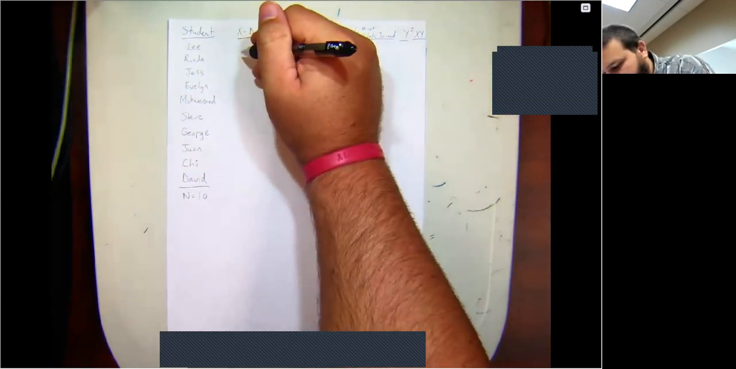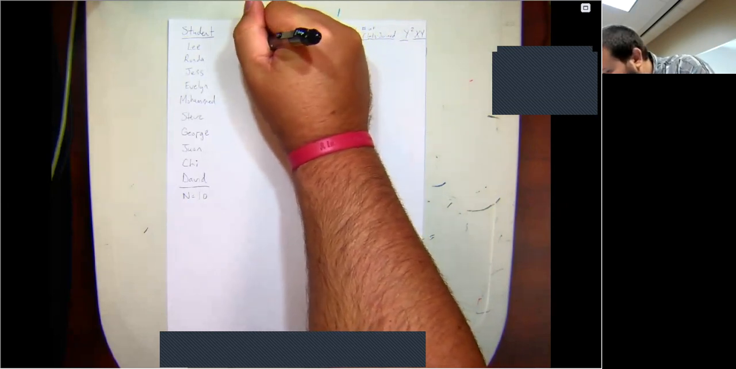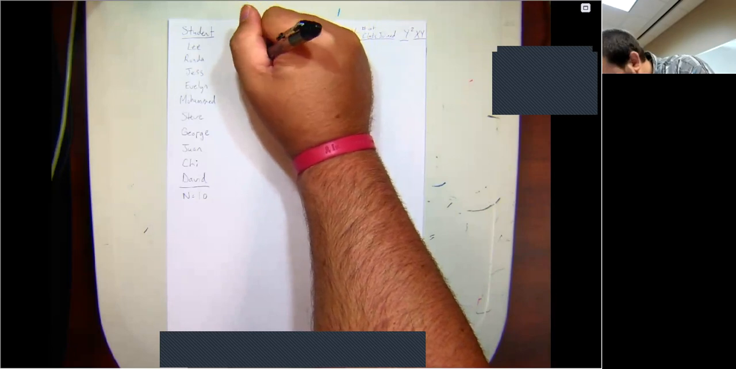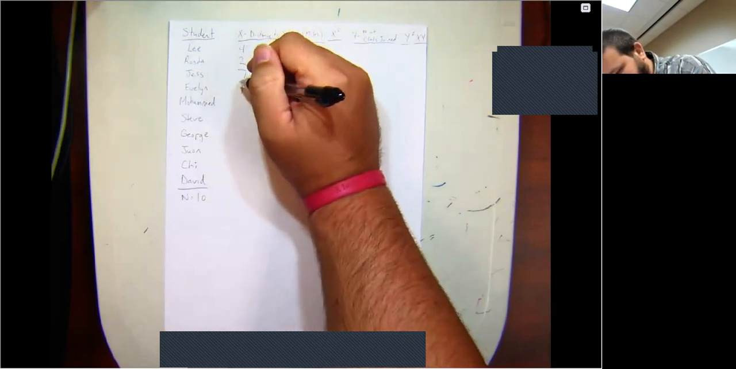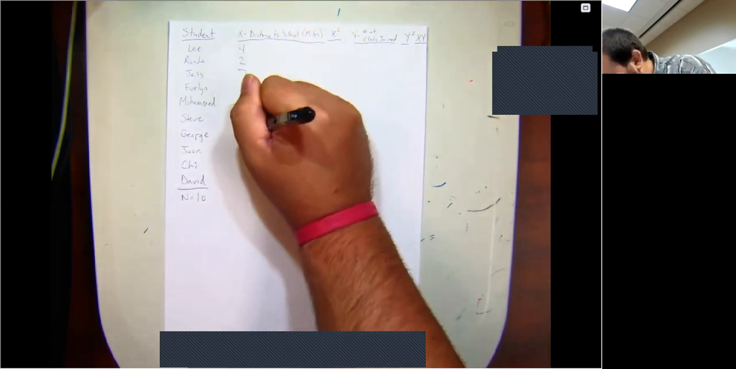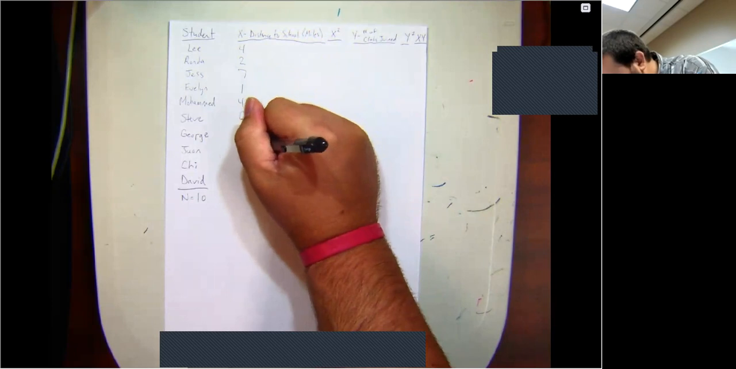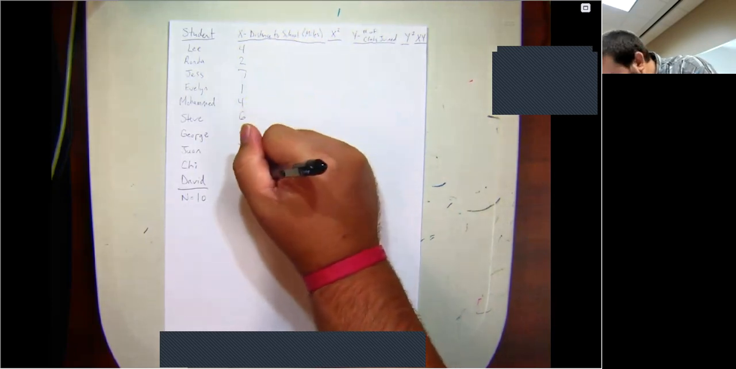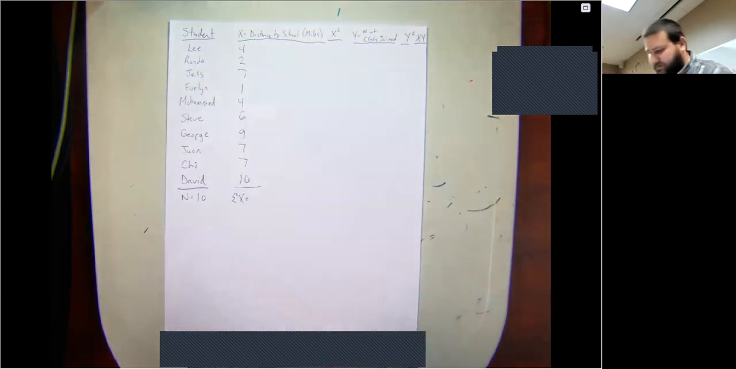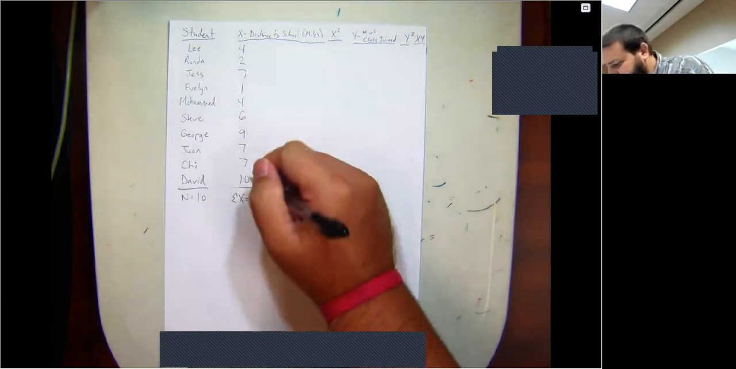The X's for Lee, he lives 4 miles from school. Rhonda 2, Jess is 7, Evelyn's 1, Mohammed is 4, Steve is 6, George is 9, Juan is 7, Chi is 7, and David is 10. So if we want to get a sum of the X's real quick, we can just sum up all those values. 4 plus 2 plus 7 plus 1 plus 4 plus 6 plus 9 plus 7 plus 7 plus 10, which is 57.